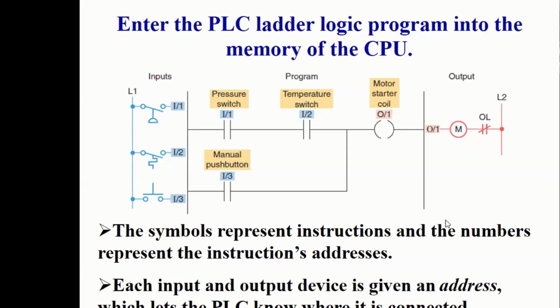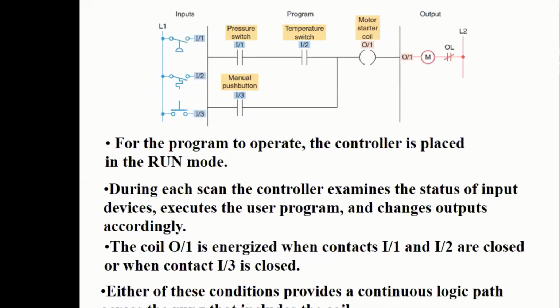And so that's a ladder logic program represented by basically 4 instructions, which represent the 4 IOs, the 3 inputs and the 1 output. All right, for the program to operate, the controller is placed in the run mode. So the controllers have basically 3 modes: remote, program, and run. And those modes can be changed by software and sometimes by hardware. So to run, you have to put it in run.